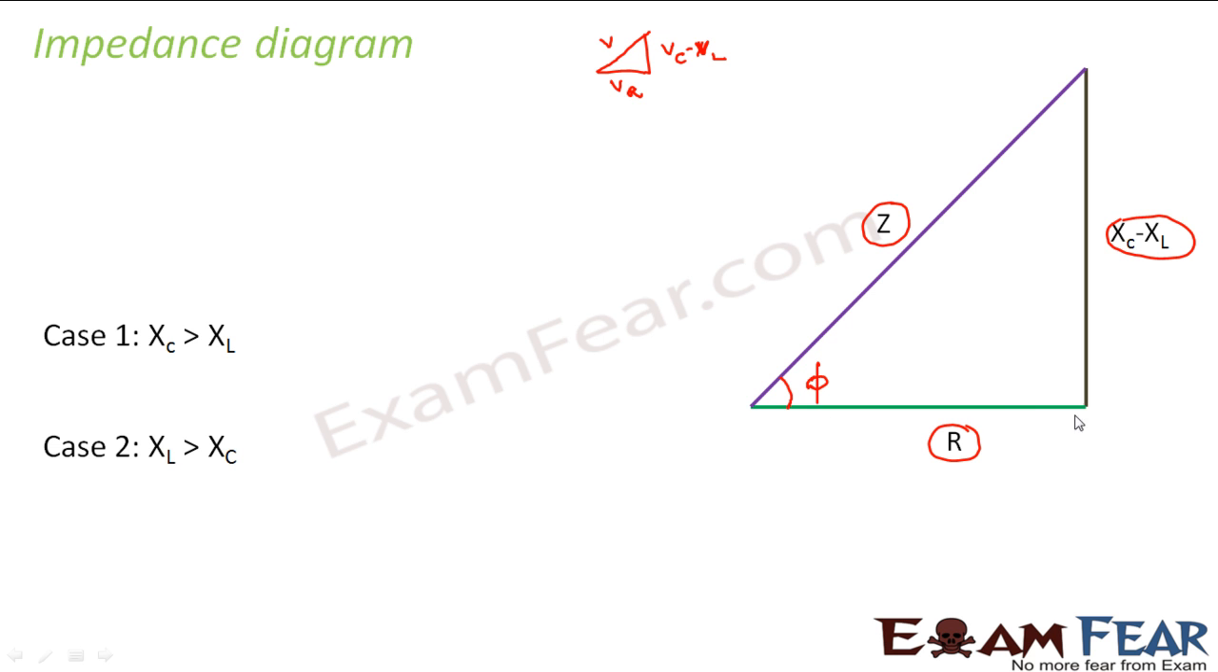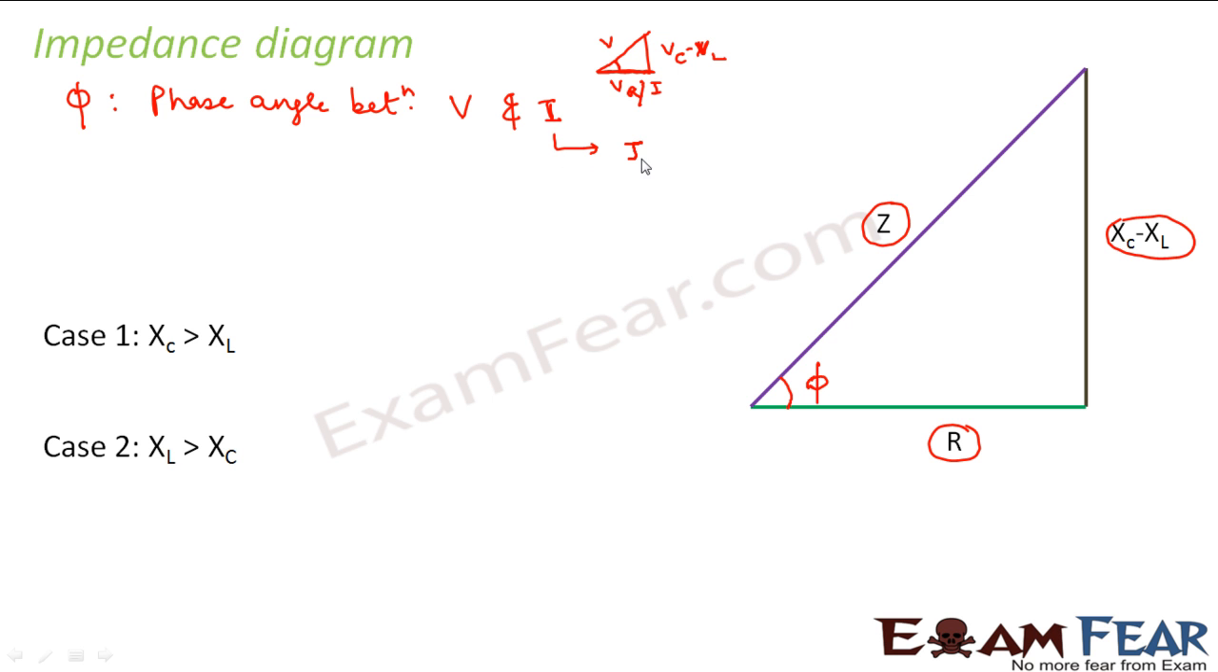Because the direction of VR, the voltage across a resistor, is the same as the direction of current. So basically the angle phi is nothing but the angle between voltage and current. If VR is along this direction, that means I is also along this direction, and phi is the phase angle between V and I. So phi is the phase angle between the source voltage V and the current I flowing through the circuit.